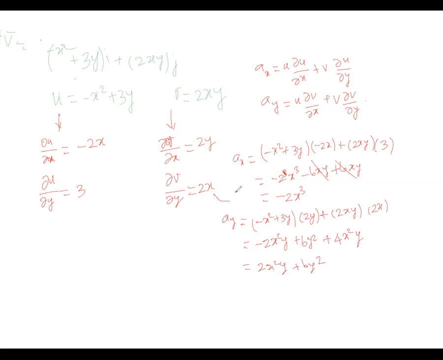And if you substitute the x and y values (1, −1) here, ax equals −2 into 1 cubed, which is −2.